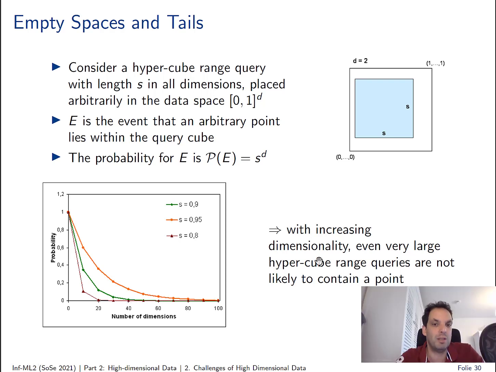And that shows us that most of the points in high-dimensional spaces will be just at the borders of the data space, because that is where most of the area of the data space is. Sounds totally weird, but that's how it is.